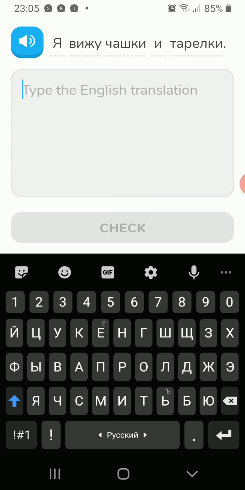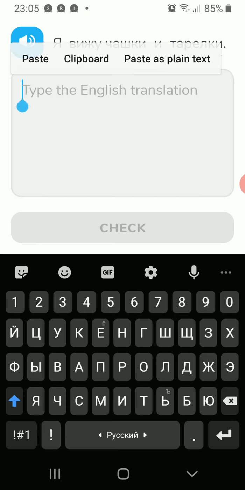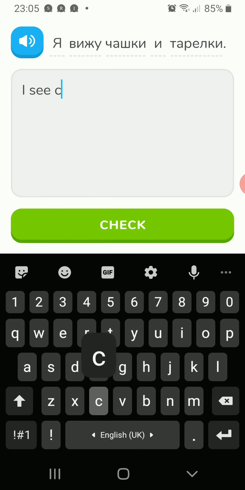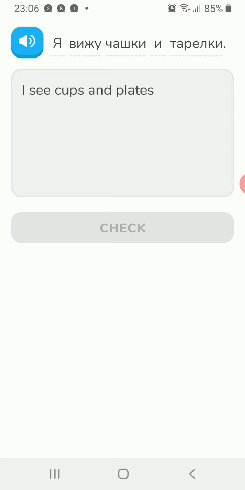Я вижу чашки. Чашки, so I see cups and plates. И тарелки. Тарелки, plates. So let's write this. I see what? I see cups and plates. Difficult.